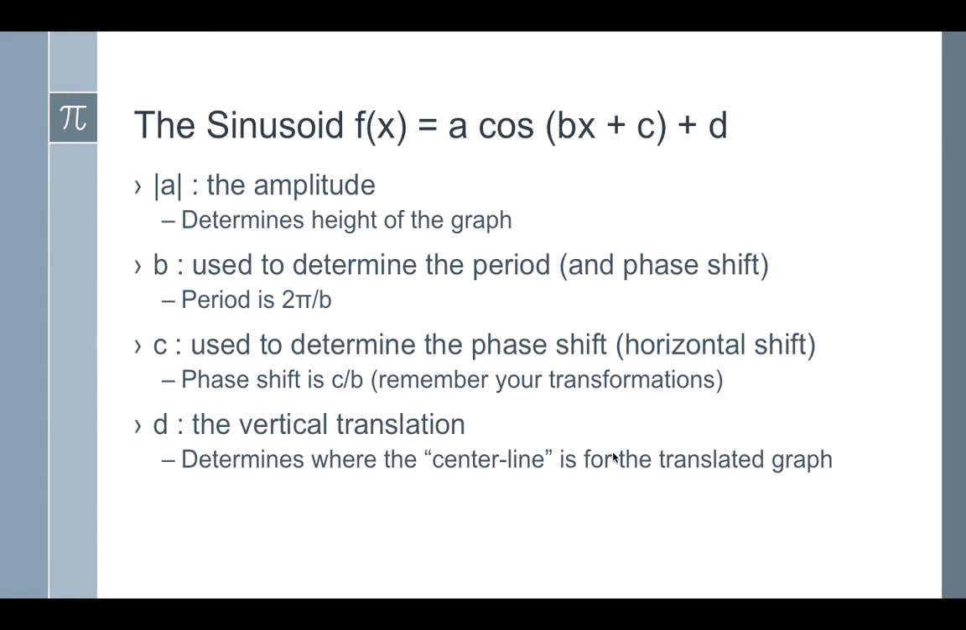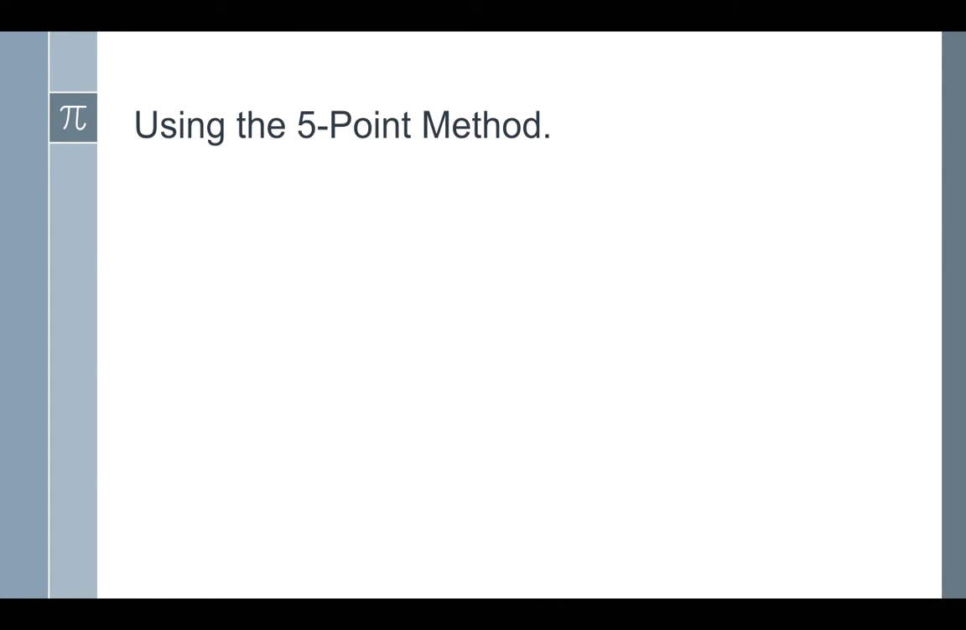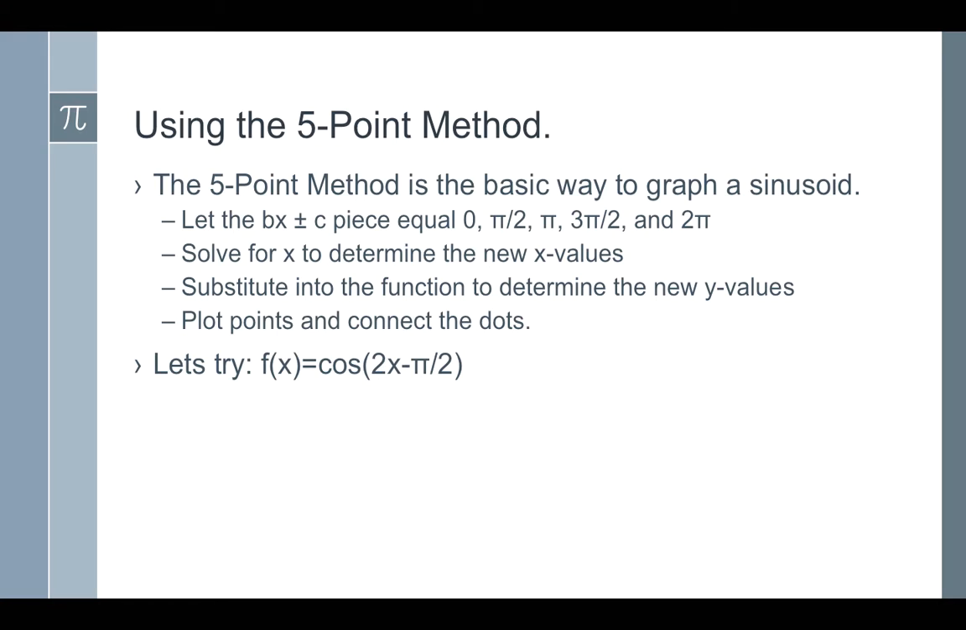All right, so let's look at the sinusoid. It's still called a sinusoid, even though it's cosine, and everything here is exactly what you should have in your notes already from sine. So there's not really anything else I need to explain here. I'm just going to skip through this to make sure you understand. A, B, C, and D still follow the same exact rules as the sine function. So the 5-point method also looks identical. It is still letting bx minus c equal these 5 values.